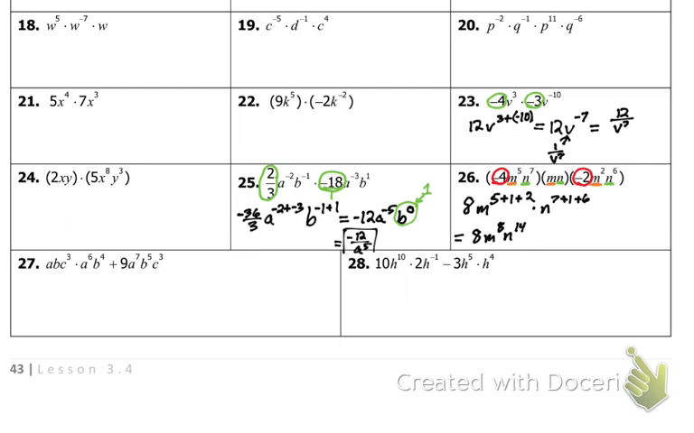Sorry, I kind of ran out of room here because I was trying to do all of my steps. But does that all make sense? Yes. Okay. Number 27.